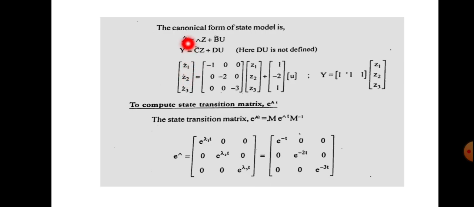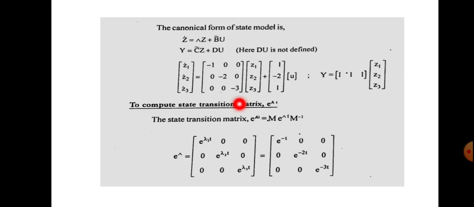So instead of z dot, you can write z1 dot, z2 dot, z3 dot. Instead of Gramian matrix you put what you found, that is this one, and z is z1, z2, z3. B cap you found out is 1, minus 2, 1. U is the input, and y equal to C cap into z. Du is not there in the question, so C cap into z itself is y. So you will get the canonical form of the state model like this. These two equations, the state equation along with the output equation, give the canonical form of the state model.